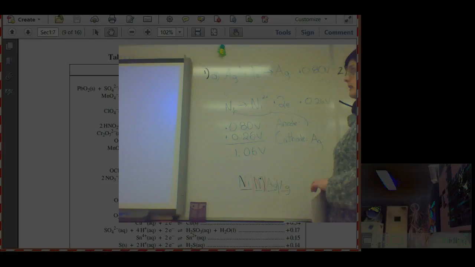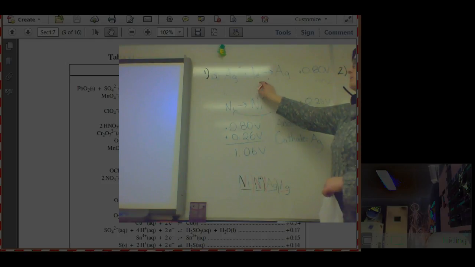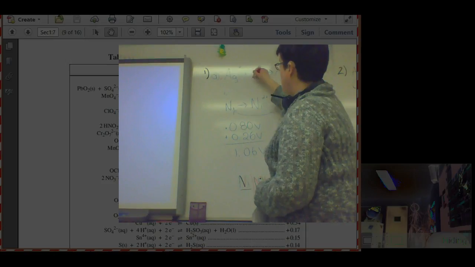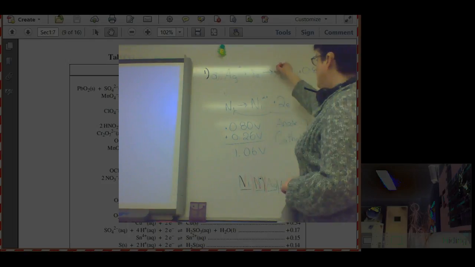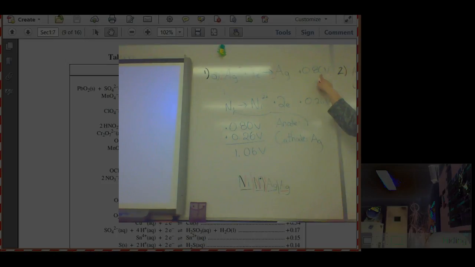If you take a look at the number of electrons lost and the number of electrons gained, it's not the same. 2 electrons lost here means that you need 2 electrons gained here. What are you going to do to this top reaction? Multiply by 2 so that you have 2 parts ions, 2 parts electrons, 2 parts silver. You do not change this number. Okay, you leave it as is.